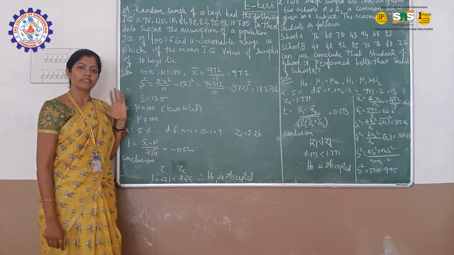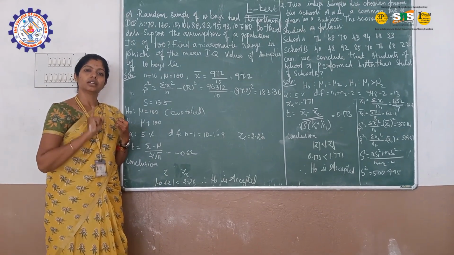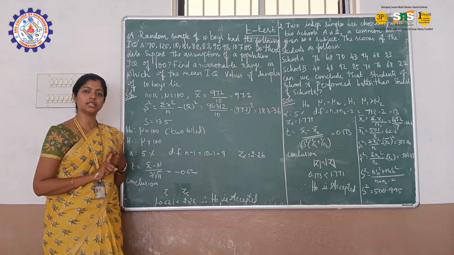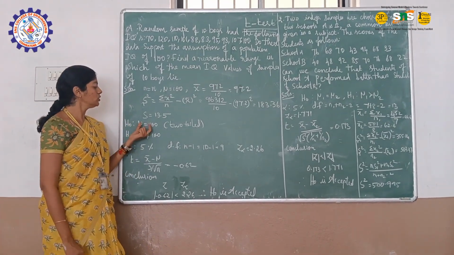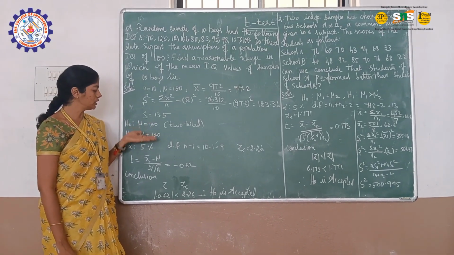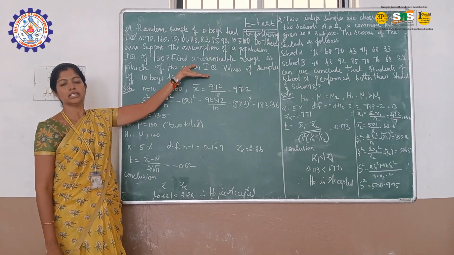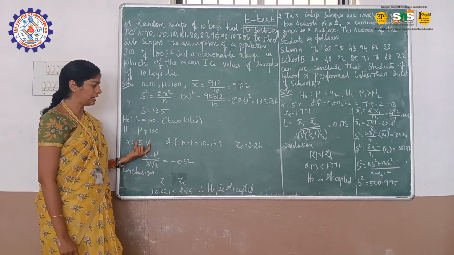We have 5 steps to complete this problem. First we have to fix H0, H1, alpha. Then we have to go for the test statistic. Then we have to go for the conclusion. So our H0 is mu equal to 100. Then H1 is the opposite, mu not equal to 100. In this problem the LOS value is not given, so we have to take the default as 5%.